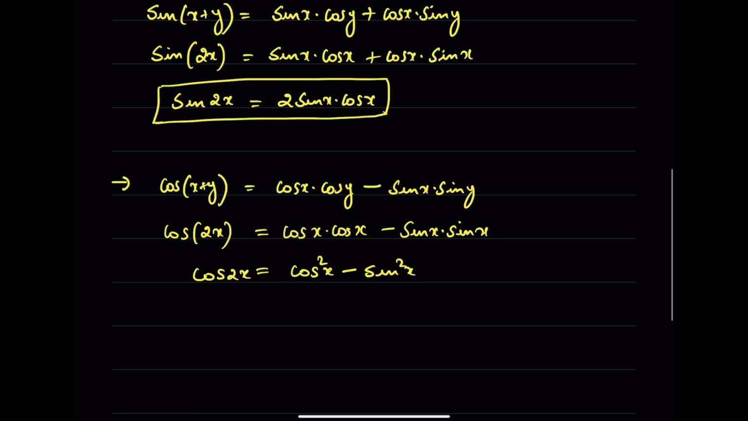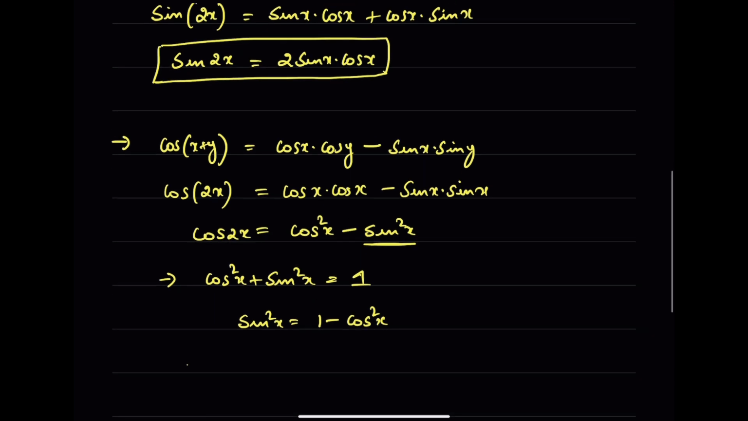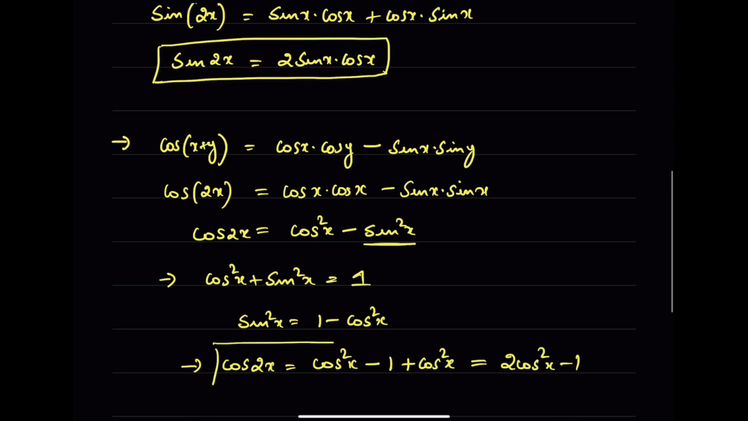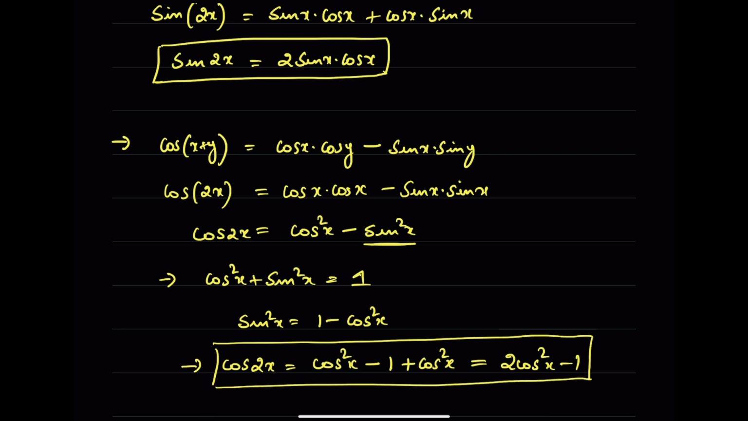Now we know the trigonometric identity, which is cos square x plus sin square x is equal to 1. So sin square x can be replaced as 1 minus cos square x. In that case, cos 2x would be equal to cos square x minus 1 plus cos square x, or 2 cos square x minus 1. So this is another format of cos 2x. Now we have 3 formulas that we have found out.